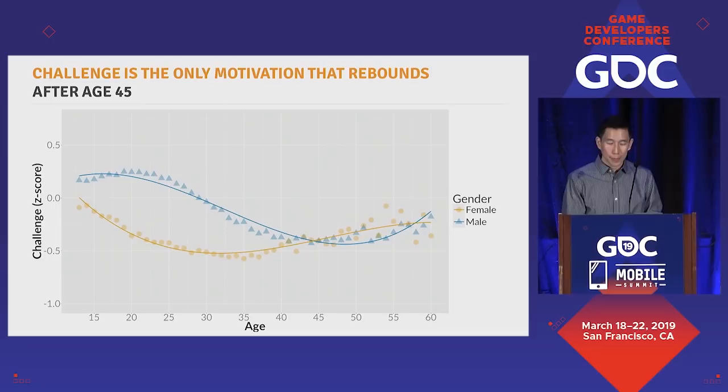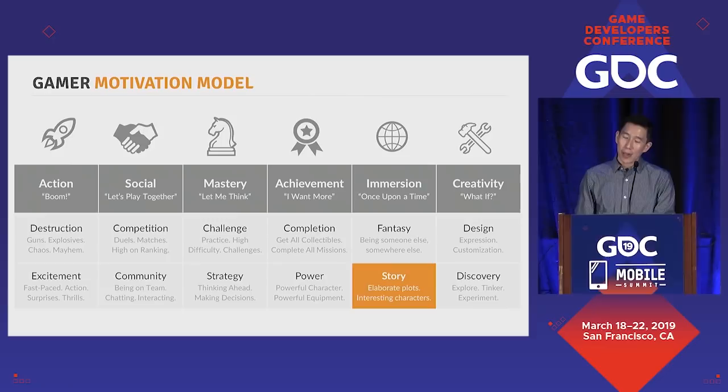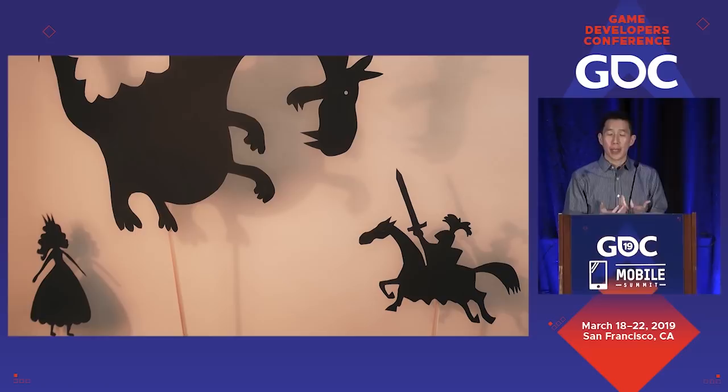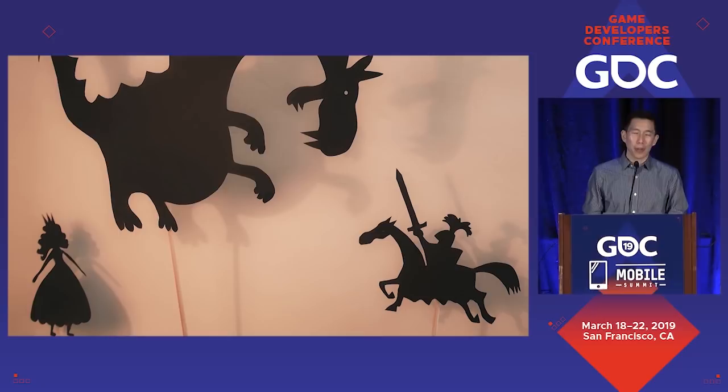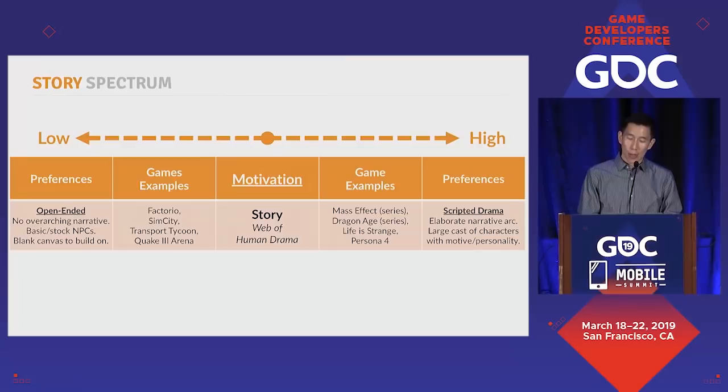Our very last motivation. Fantasy and story are both motivations related to being part of the game world. Story is the appeal of the web of possible interactions and relationships among a cast of three-dimensional characters with their own histories and their own personal dramas. It's about the richness of this web of human drama. So the more characters with their own quirks, with their own psychoses, with their own grudges, the more potential interactions between characters is possible. So games with high story tend to have elaborate scripted dramas with a large cast of characters, games like Dragon Age and Life is Strange.